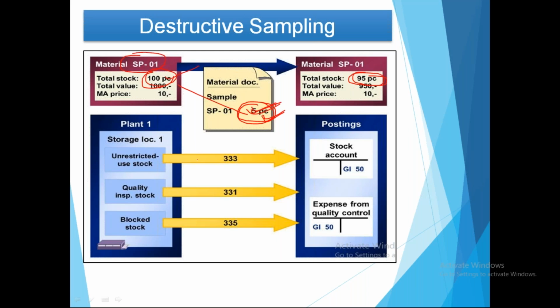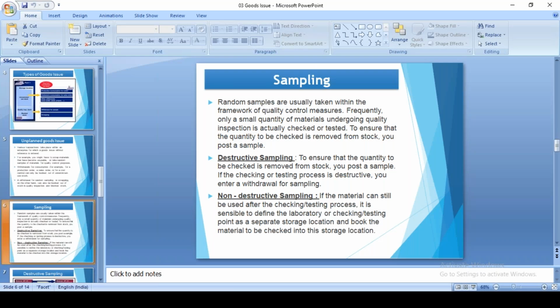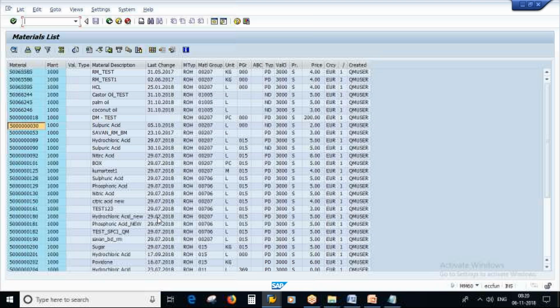The movement type used here from unrestricted use stock is the 333 movement, whereas if you take the samples from quality inspection stock, the movement type is 331. If you take the samples from blocked stock, it will be the 335 movement. Now we will see this in the system. So destructive sampling, let's say we have this same material.